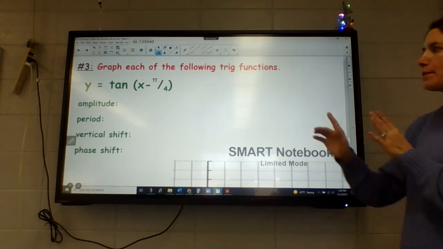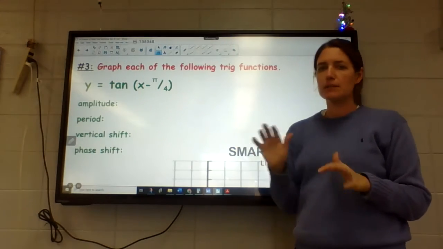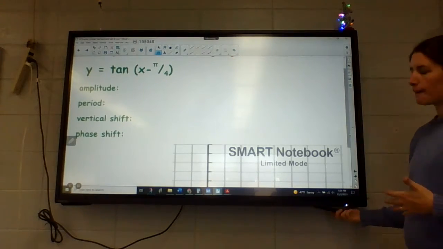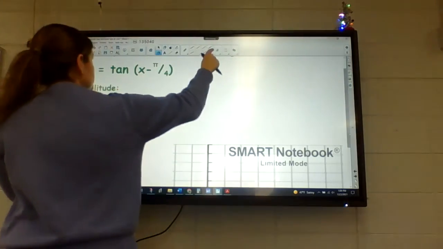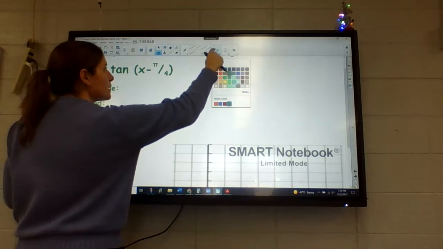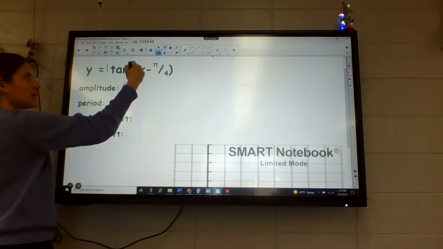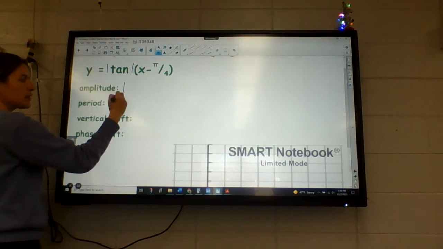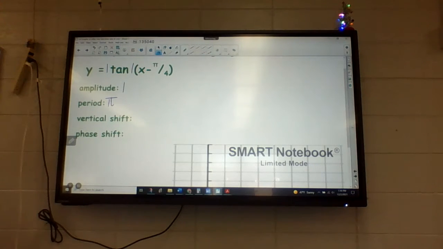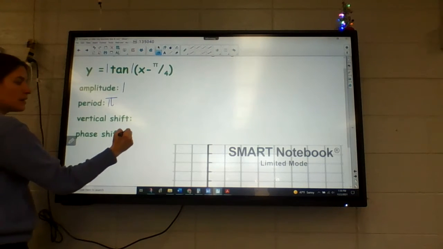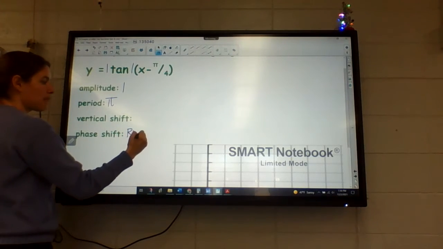However, the shift it does might change our units of what we want to do for our measurements here, or our marks on our graph. So again, amplitude is just 1, so normal tangent graph. The b value is just 1, so the period is just pi. Again, there's no vertical shift, but there is a phase shift. We should be going right pi over 4.